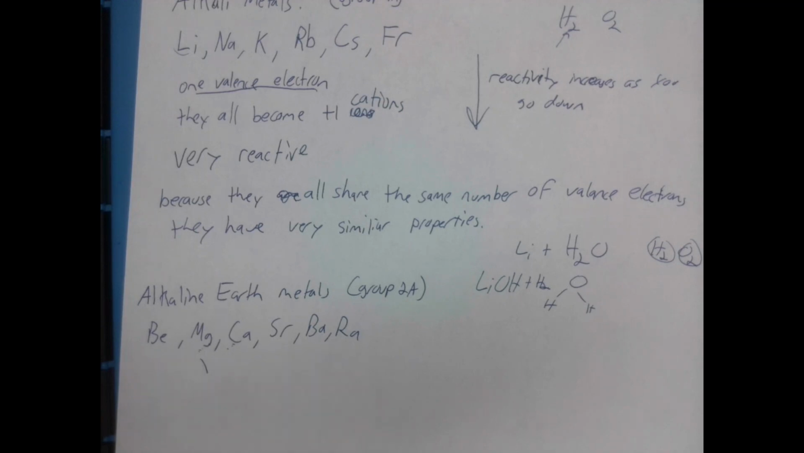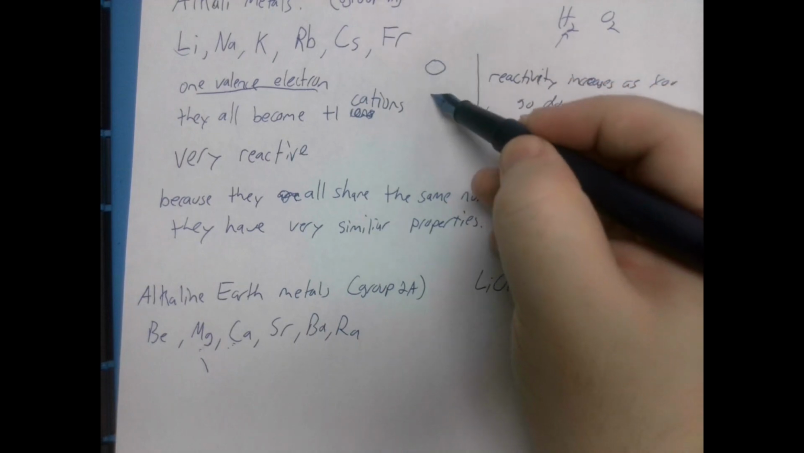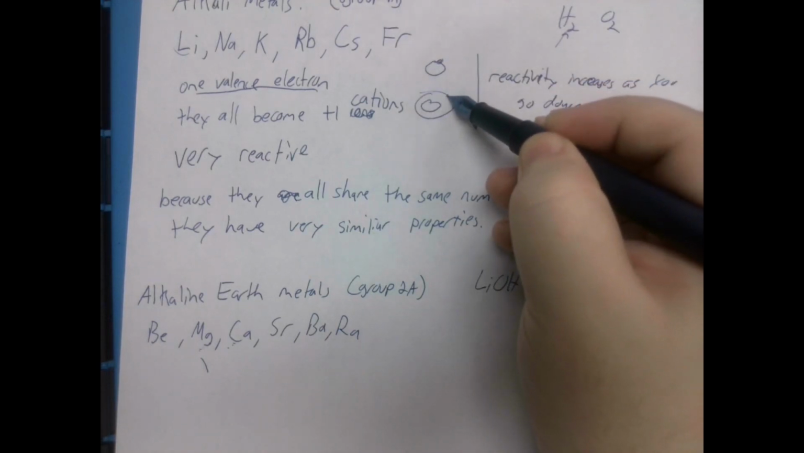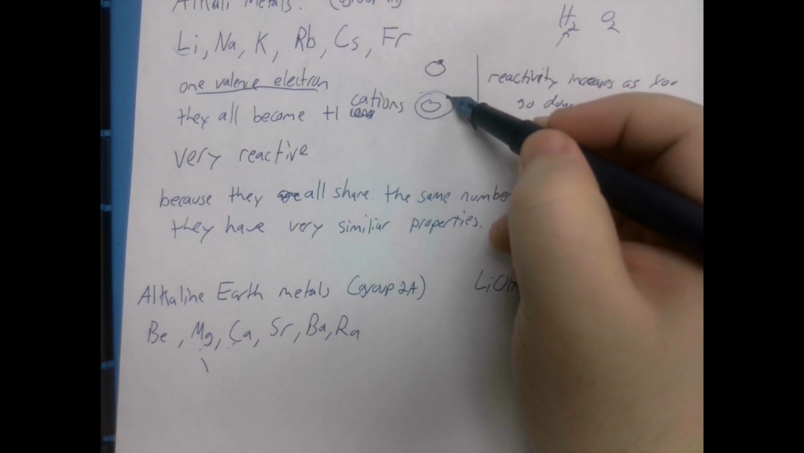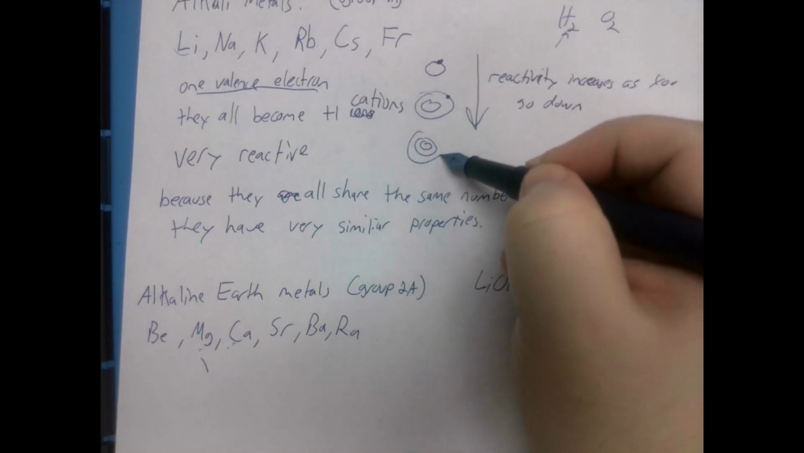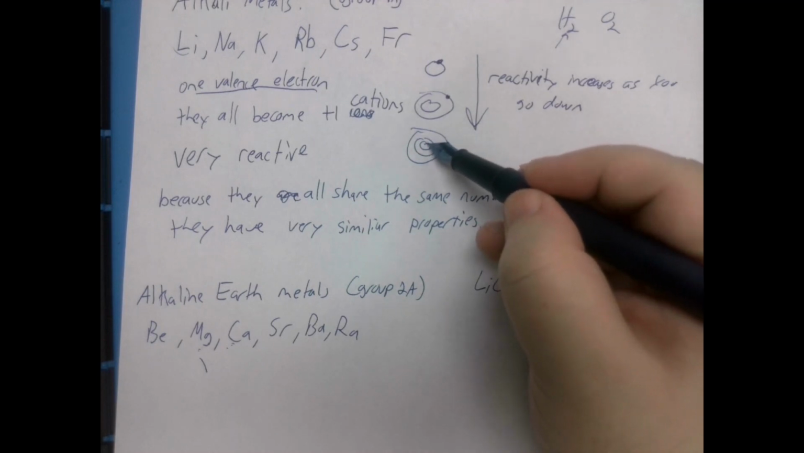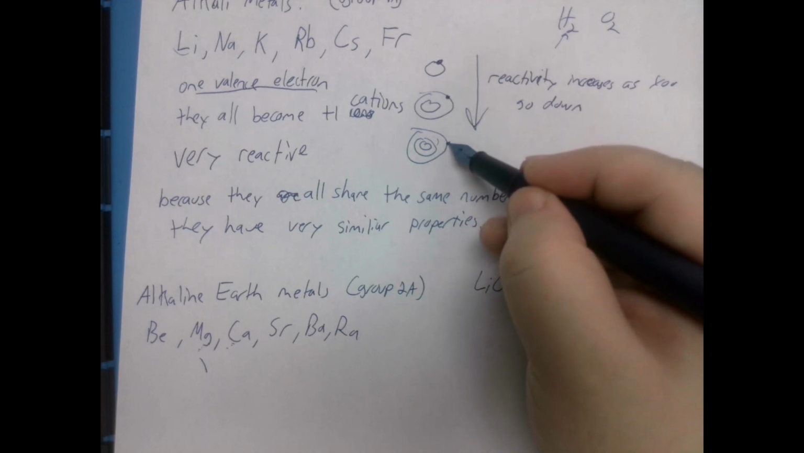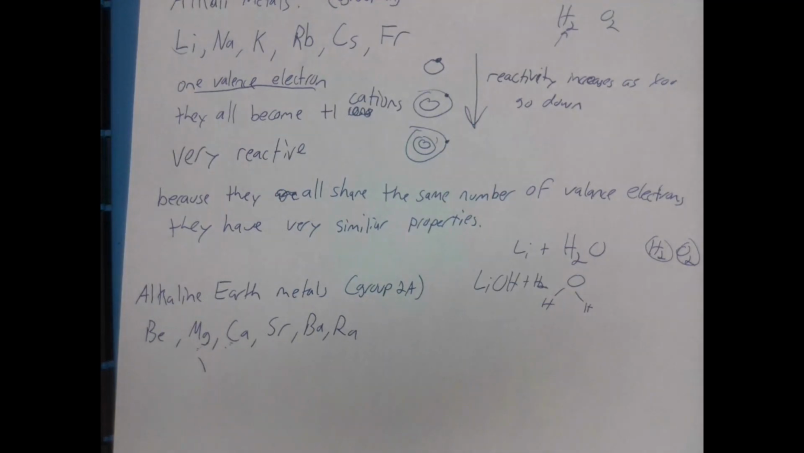So when we go down, which one holds more strongly? The one up top holds on more strongly, while this one is very lazily holding on to that one electron. So remember that as we go down, they get bigger. So this electron, and we get more shielding, because it's more easily able to give up this electron. As we go down, it reacts better.